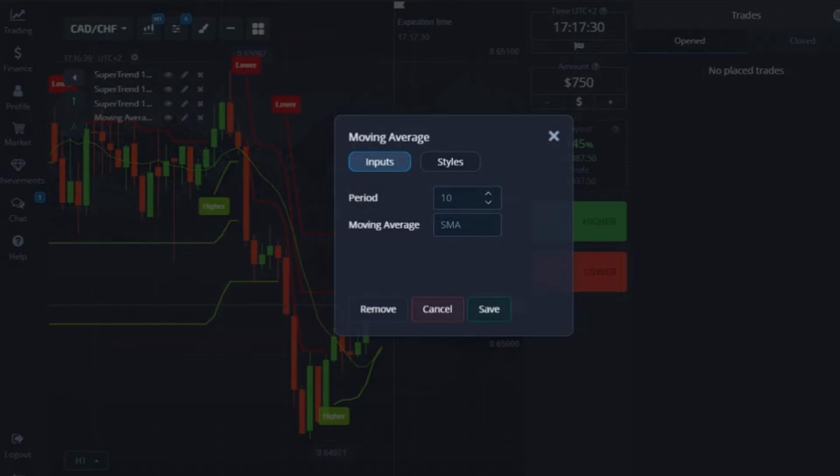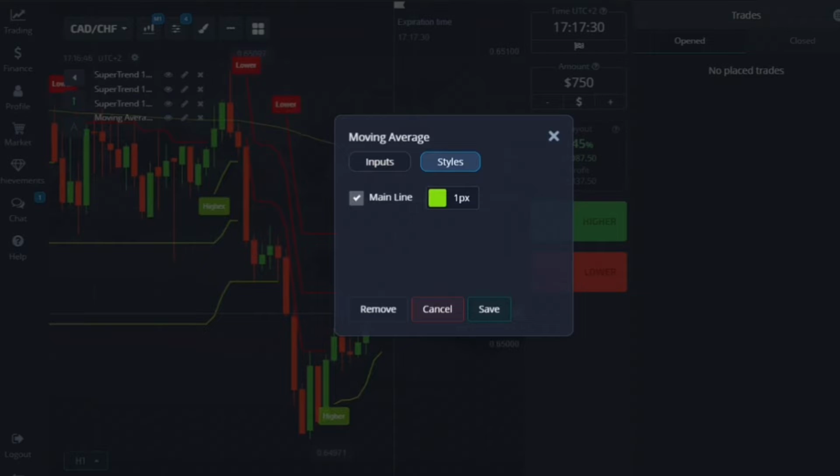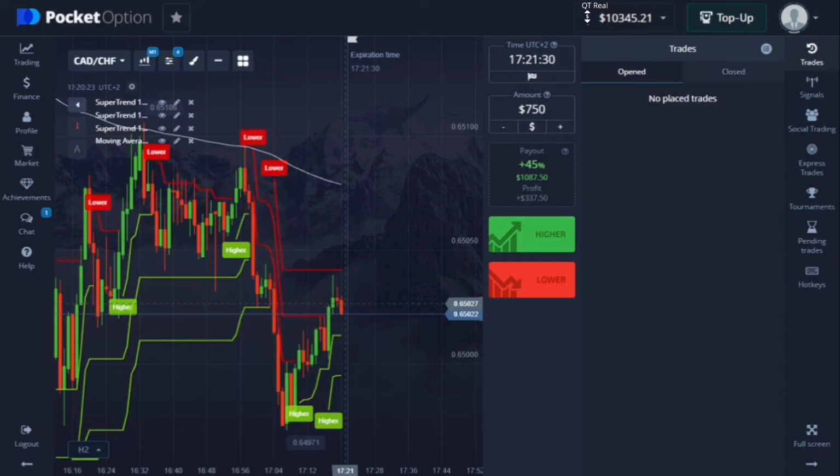Once you've added the moving average indicator to your chart, we're going to change a couple of things. You want to change the period from 10 to 200 and the moving average SMA to EMA. Then you're going to want to go to styles, and we're going to change the line color from green to white, and then you can go ahead and click on save. So the 200-day moving average will provide us with even more confluence, giving us a better idea of the long-term trend in the market.